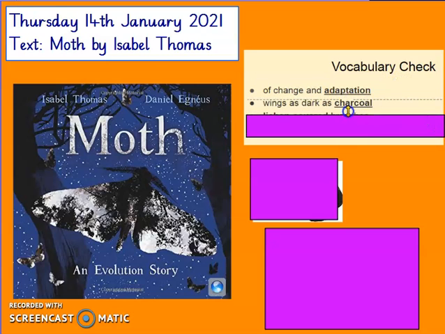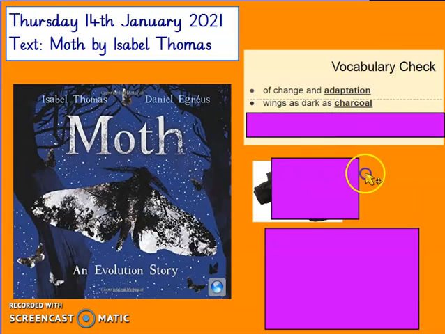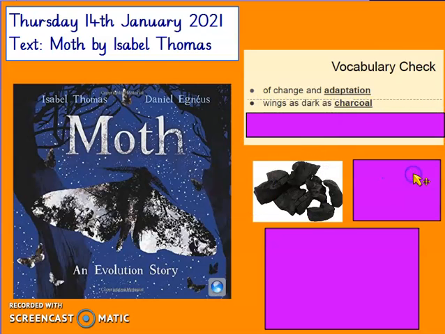The second word is charcoal. Charcoal is a substance made when you burn heat at a really high temperature with little oxygen, and you end up with a black substance like this. People use it to draw with, and now it's even used in toothpaste and face creams and things like that because it's got great qualities.